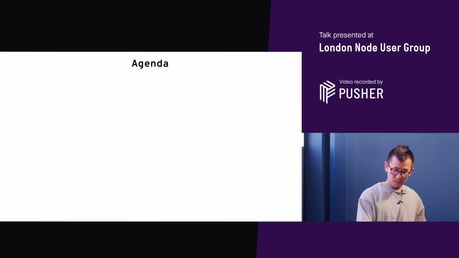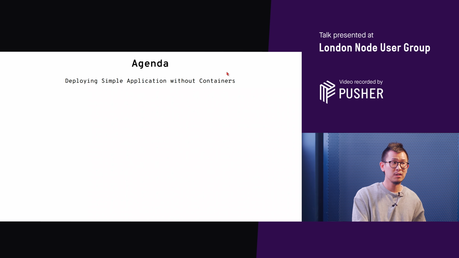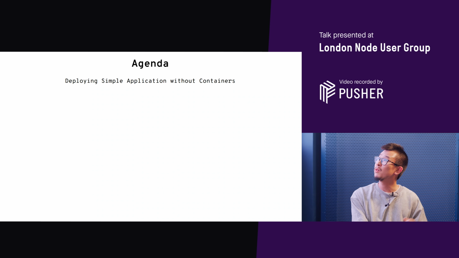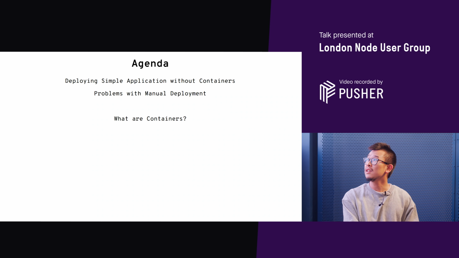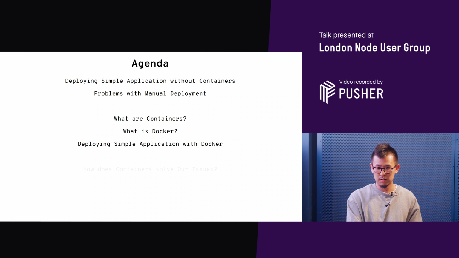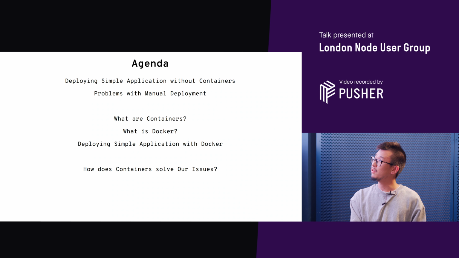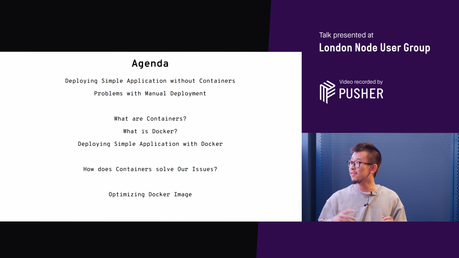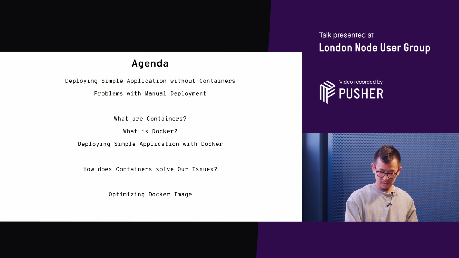So what we're going to go through today. First, we're just going to build a very simple application. We're going to deploy it the traditional manual way. And then we're going to discuss what problem this poses. And then I'm going to introduce you to containers and Docker and deploy the same application using Docker. And then we're going to look at what problems this solves. And the second half, the last 10 minutes of the talk, is going to be about optimizing the Docker image.